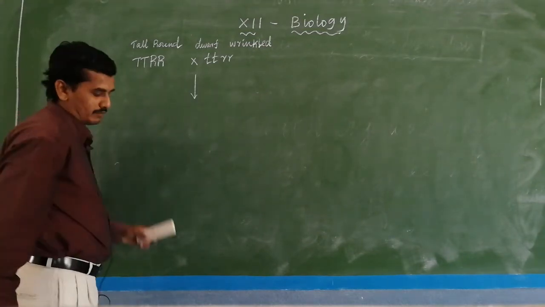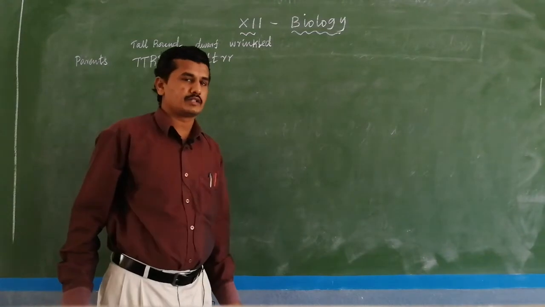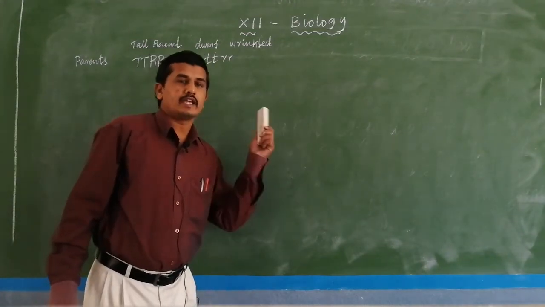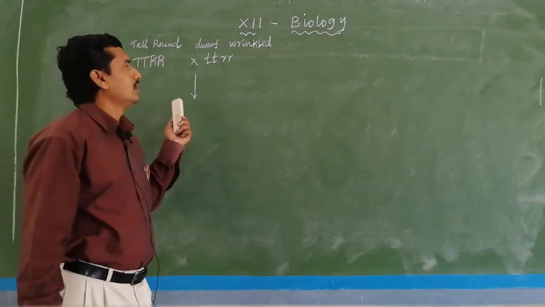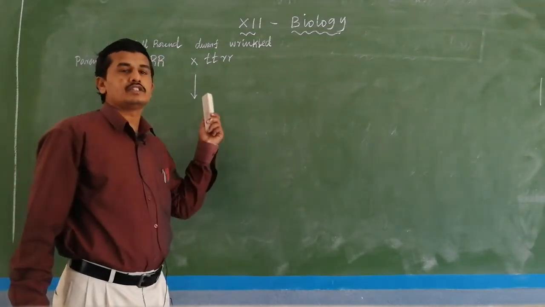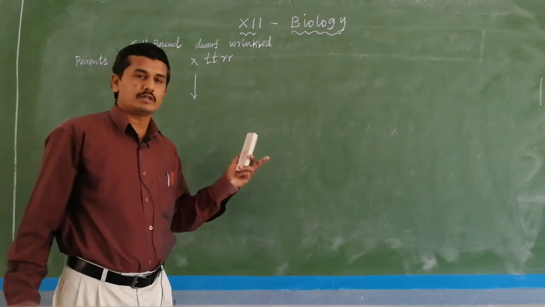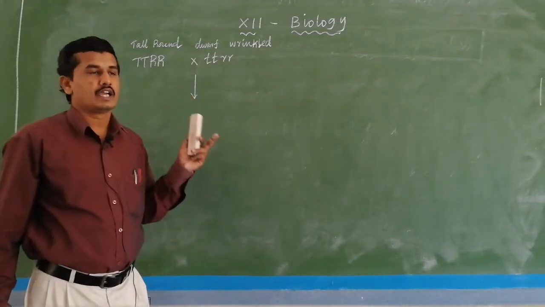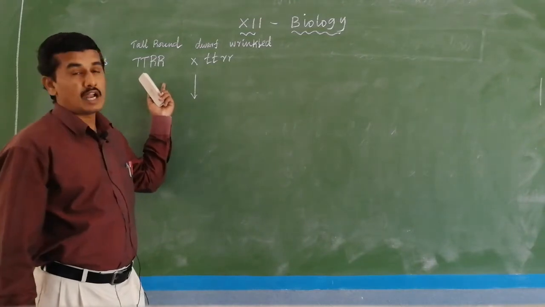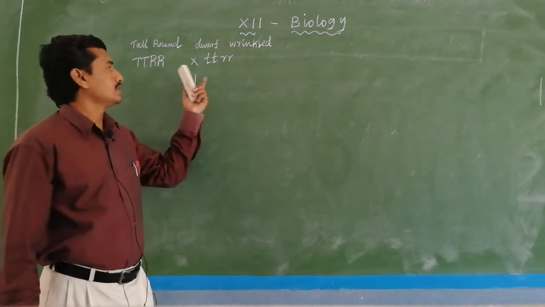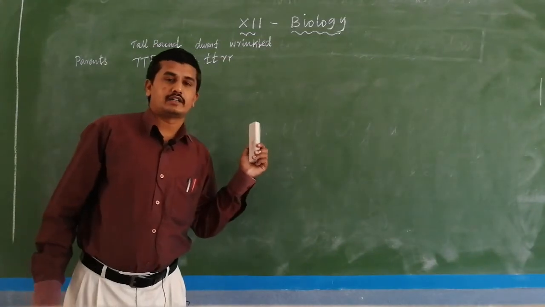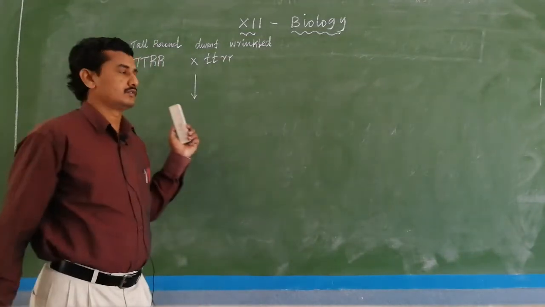Same as the monohybrid cross, which we already studied in the last part. But in dihybrid cross, in a single cross we take two characters. In monohybrid cross, only one character, that is tall versus dwarf. Here, tall pea plant with round seeds and the dwarf pea plant with wrinkled seeds. So, at a time we take two characters for the cross.